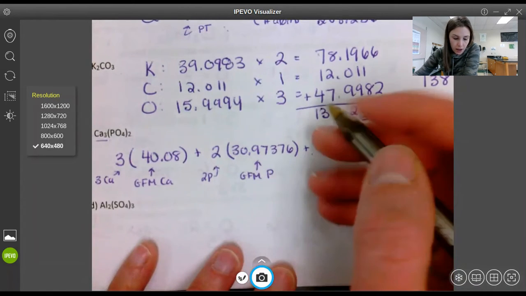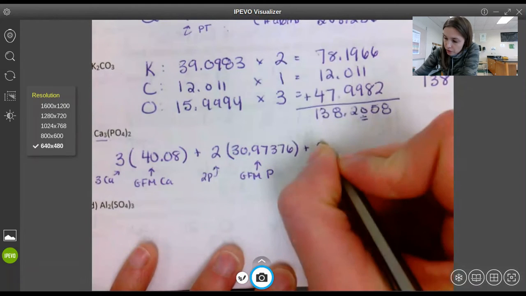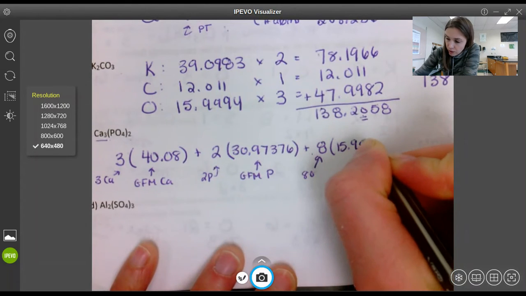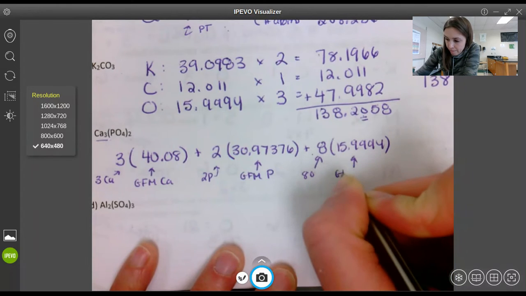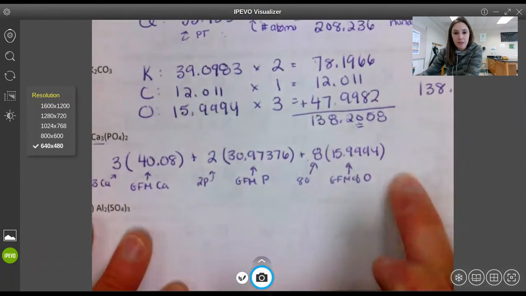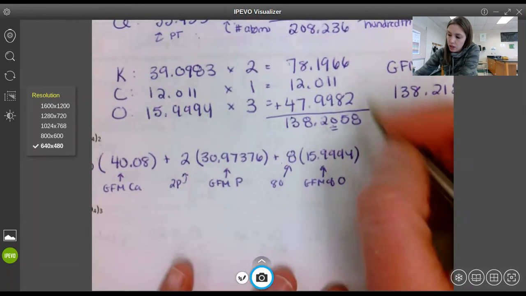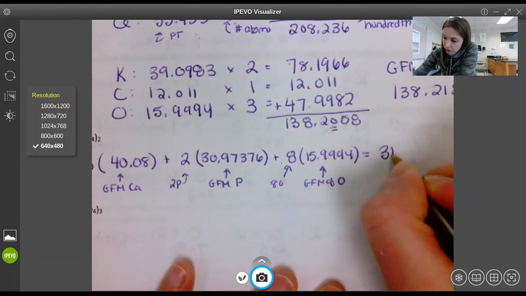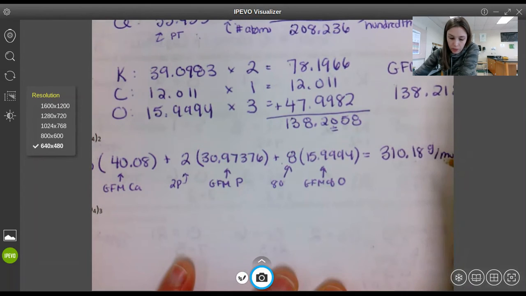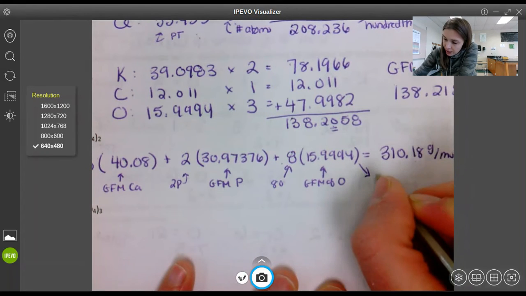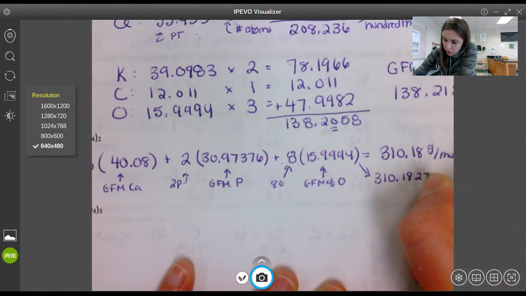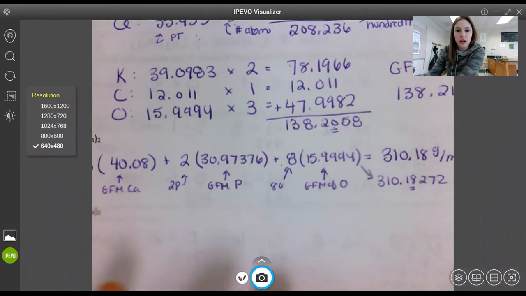Then I'm going to add it to the oxygen. And oxygen I have 2 times 4, so I have 8. So I have 8 oxygen, and then its GFM, which is 15.9994. Okay, and then I'm just going to take the whole sum of that, being really careful with the parentheses in my calculator, and you should have gotten a GFM of 310.18 grams per mole. Okay, and actually before that, when I got in my calculator, just so you can see, this was 310.18272, and I just rounded it to the hundredths place there.